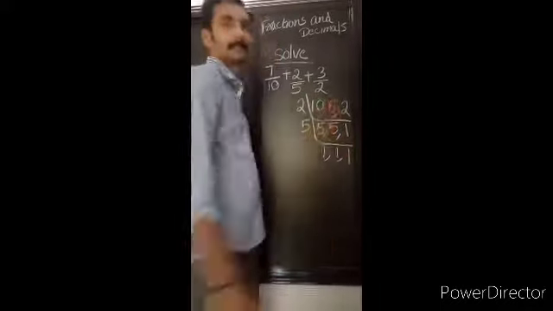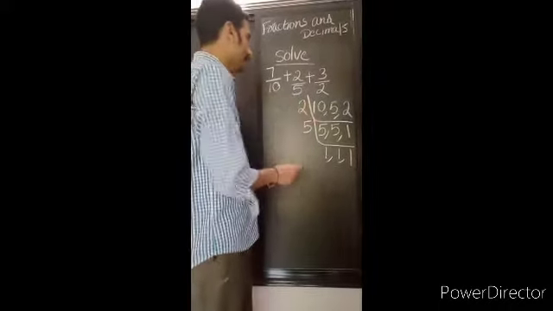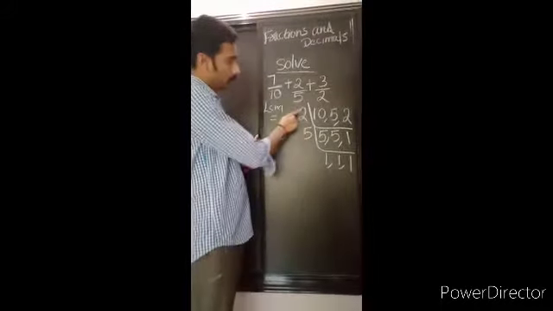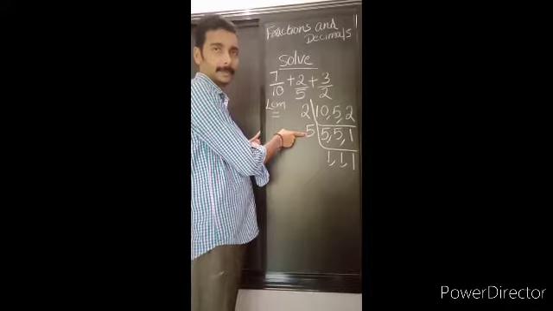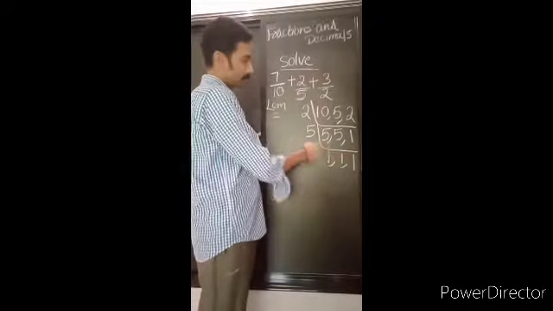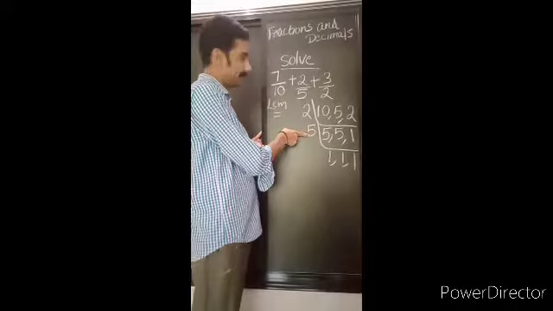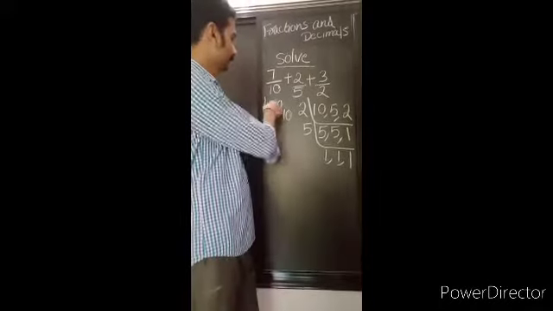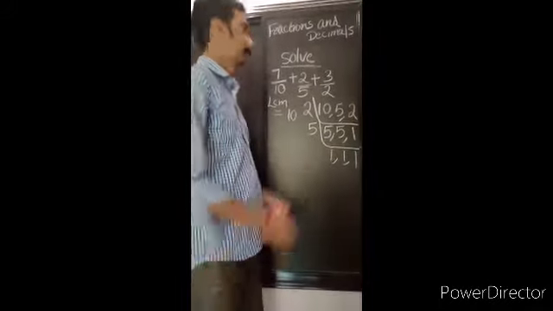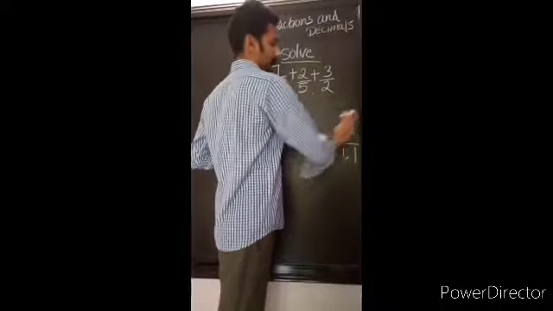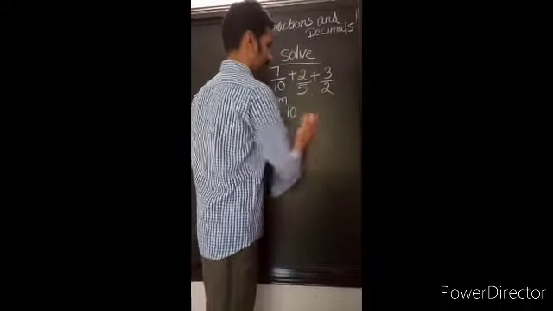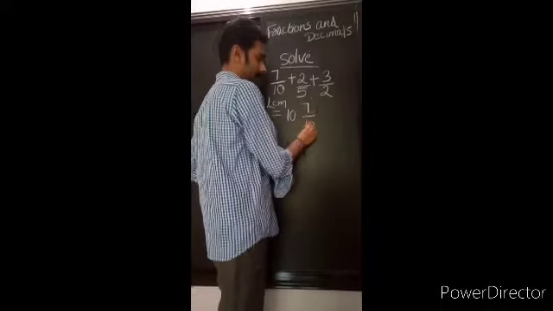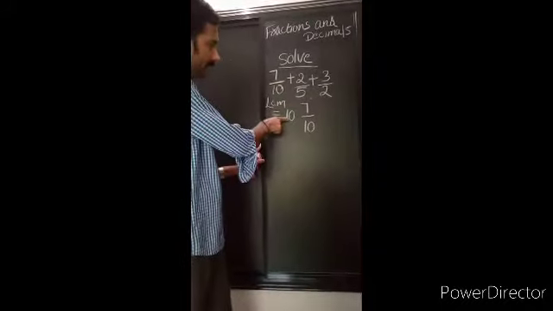Then 1. Okay. The LCM is 2 into 5. This one is the same. 2 into 5, that means 10. LCM is 10. Then the first one is 7 by 10. 7 by 10. The LCM is 10.